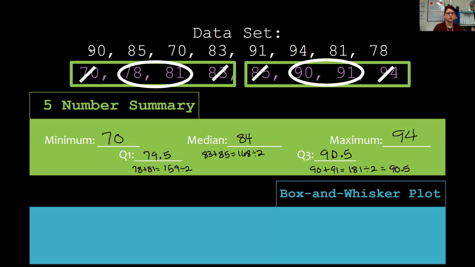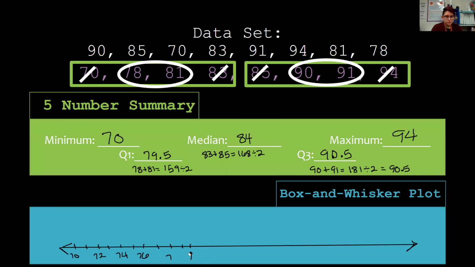Okay, we're ready to draw our box and whisker. This one has a few more numbers we need to include. So I'm going to draw them a little bit closer together because we have to go from 70 to 94. And I'm also going to count by 2s. Oops. Be careful when you're counting by 2s. So it would be 78 and then 80.